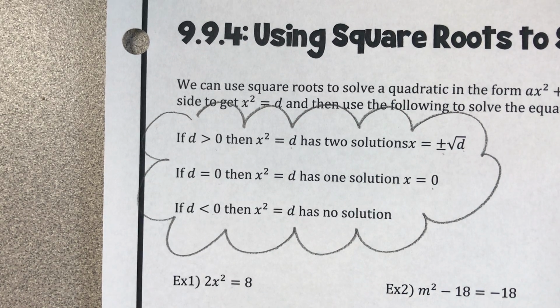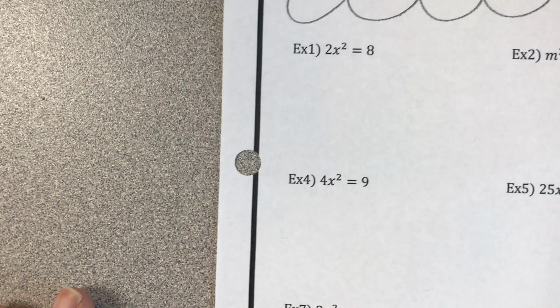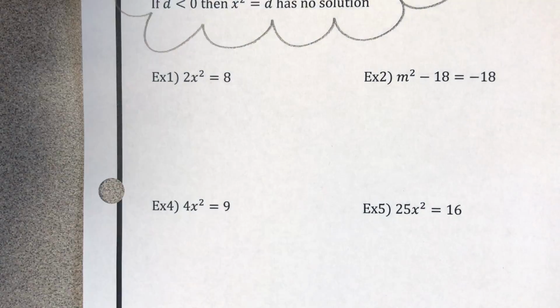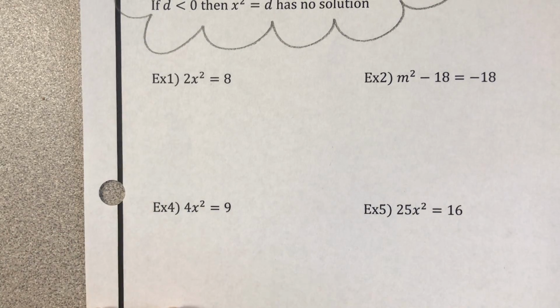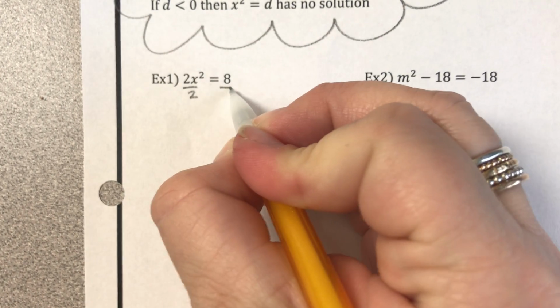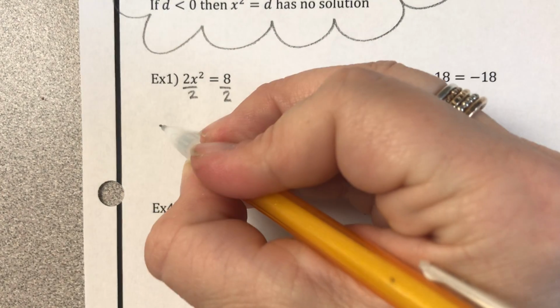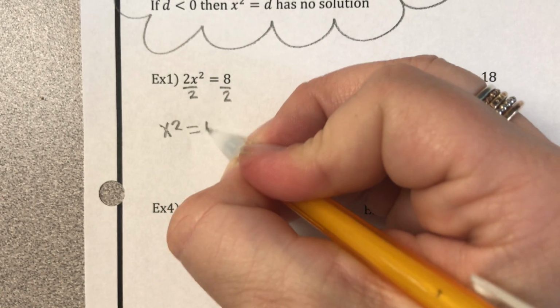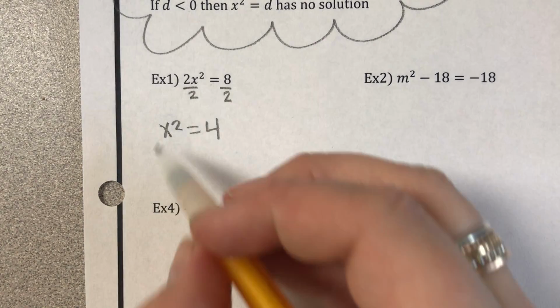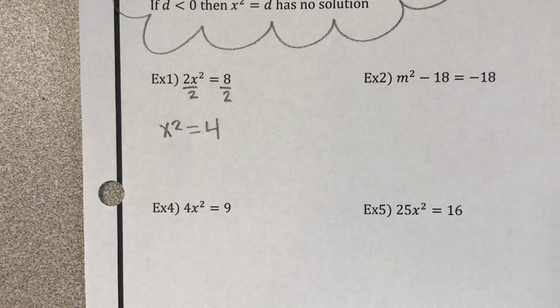So this is easiest just to dive in and show you some examples. Let's look at number 1. I have 2x squared equals 8. The first thing I have to do is solve it for x squared. I'm going to do that by dividing both sides by 2. So now I have x squared equals 4. Once I have it into x squared, I'm going to take the square root of both sides.